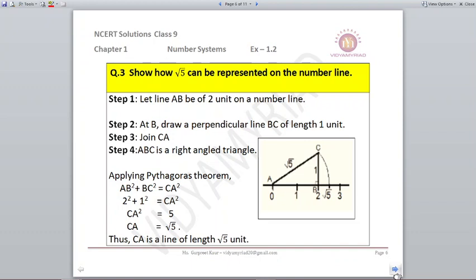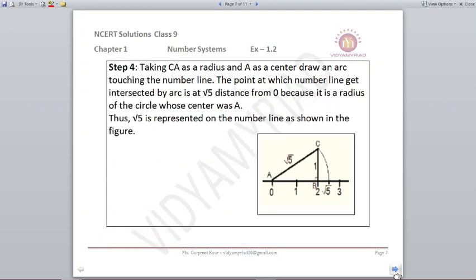Now the base is 2. The perpendicular is 1. You can find out the hypotenuse with the help of the Pythagoras theorem. So it becomes 2 square plus 1 square is equal to CA square. So CA comes out to be root 5. Now this root 5 we have to plot on a number line. What you will do is take your compass and put it on O, and mark it till C. You open your compass as AC, measure AC, and then from O mark it on your number line. You will get your root 5 after point 2. So that will be represented as root 5 on the number line.